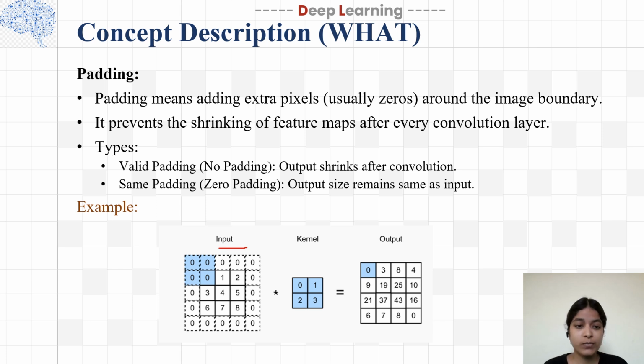There are two types of padding, valid padding and same padding. Valid padding means no padding. The kernel is applied on the input image with no padding. And same padding means zero padding. We add zeros at the outer border of the image, so the output of the input image after applying the kernel remains the same size.